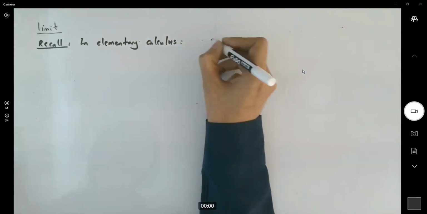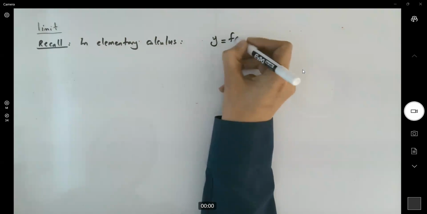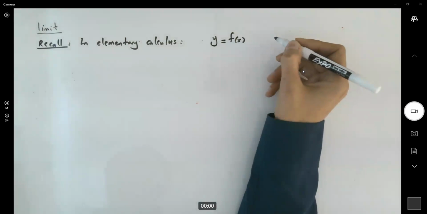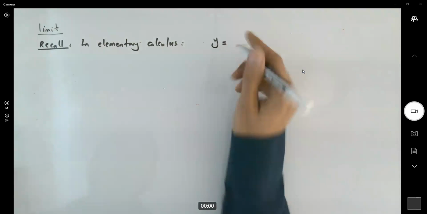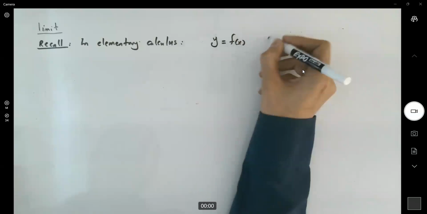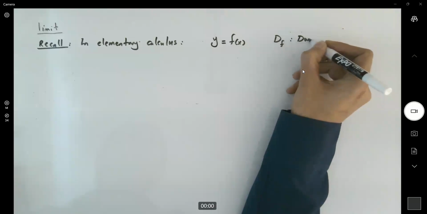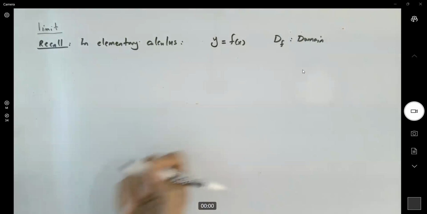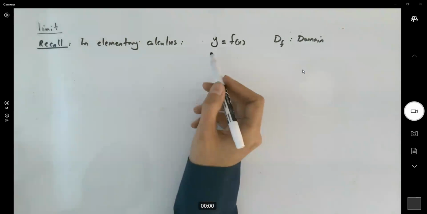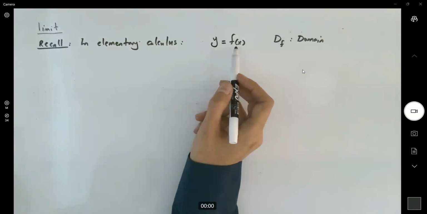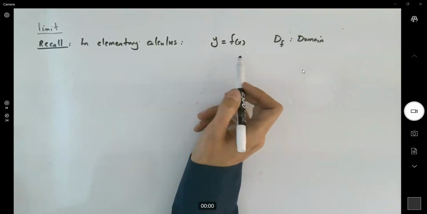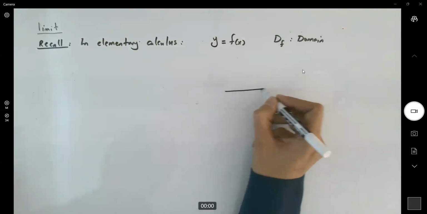when we had a function y equals f of x, first we deal with the domain of the function, am I right? We say that let D sub f be the domain of the function. Then we are interested in analyzing the limit of the function, the y value, as x approaches some x value on the horizontal line.